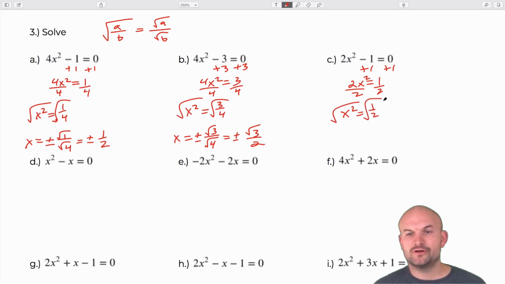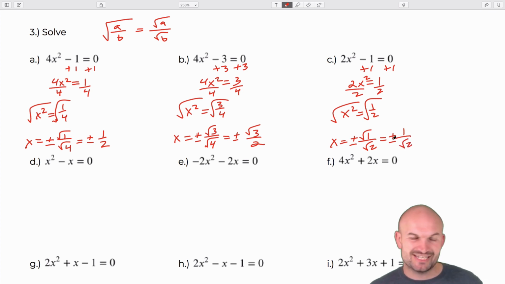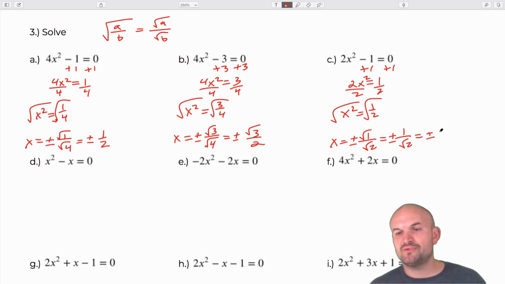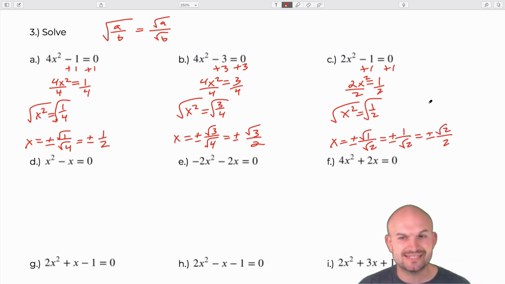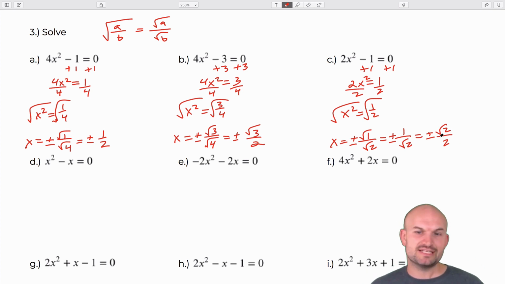And now I'm going to introduce the square root. So x is going to equal plus or minus the square root of 1 over the square root of 2, which equals plus or minus 1 over the square root of 2. And just like in last class period, we're going to want to rationalize that denominator. So we'll get plus or minus the square root of 2 over 2. I've already shown a lot of rationalizing the denominators, so that's why I'm getting to that step.